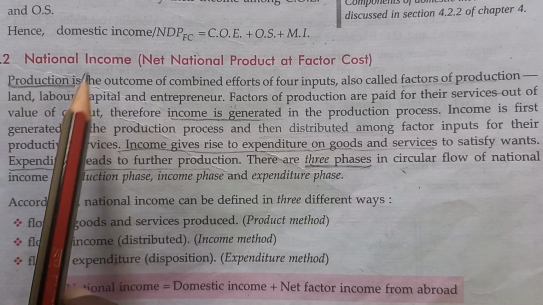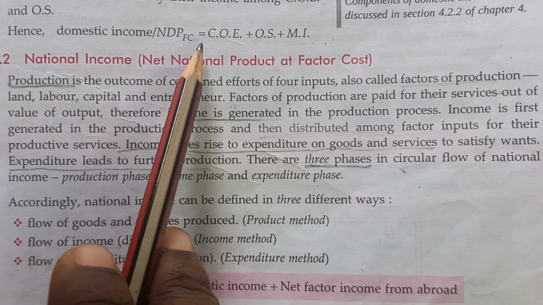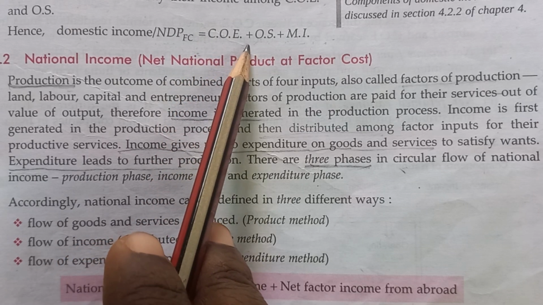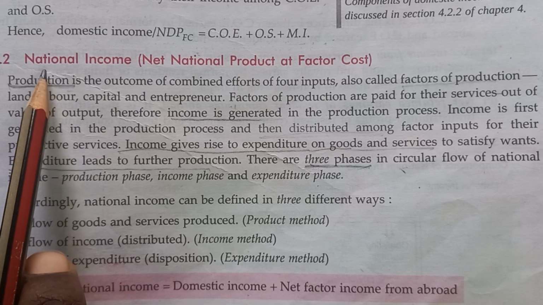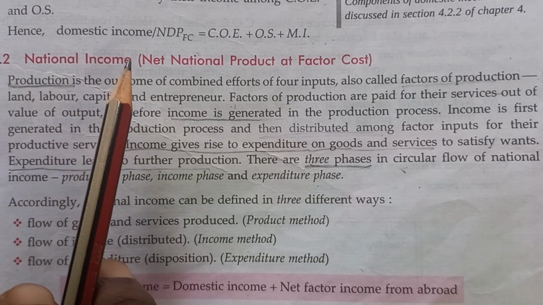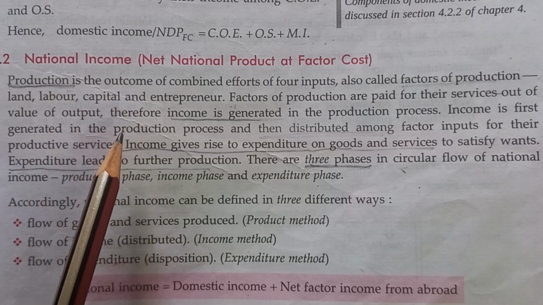In the before video, we learned about domestic income. Net domestic product at factor cost is equal to compensation of employees plus operating surplus plus mixed income. In this video, we will learn about national income. Before domestic income, now national income. How we have to calculate national income.